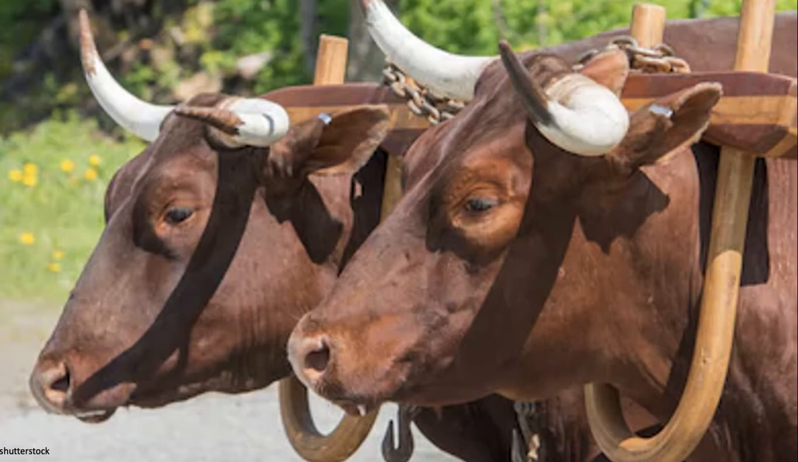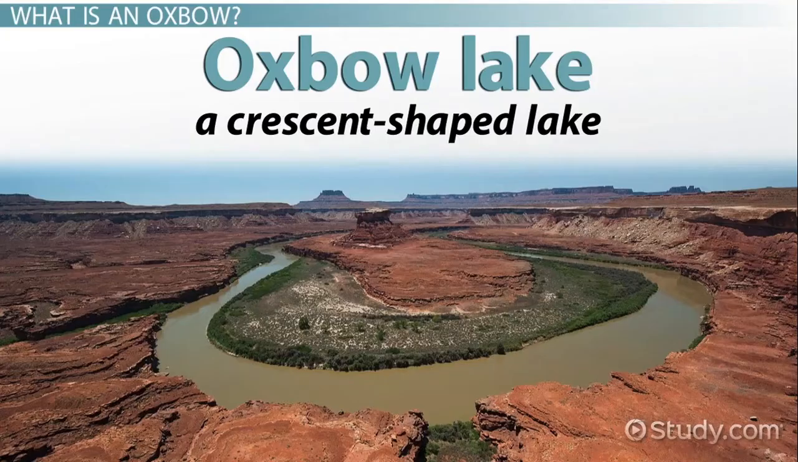So oxbows are a particular kind of lake named after this. This is an actual oxbow that was used in farming. But an oxbow is a crescent-shaped lake. This is created by the meandering river. But sometimes they become detached from the river and then it's just a lake.